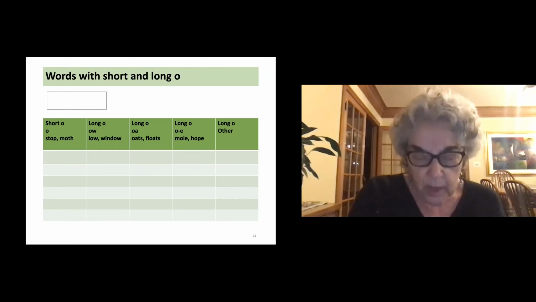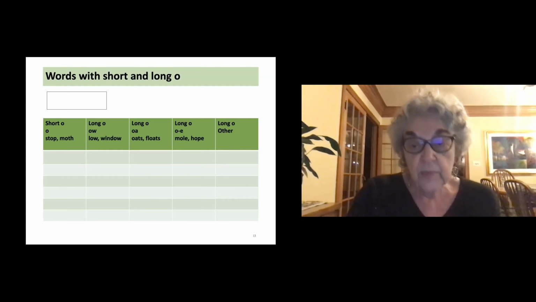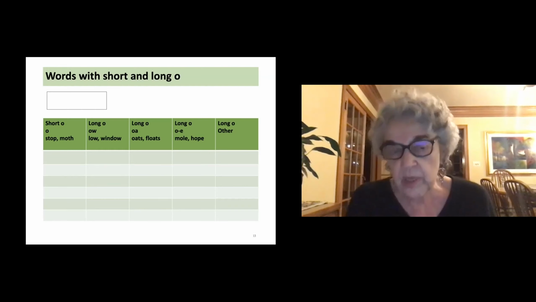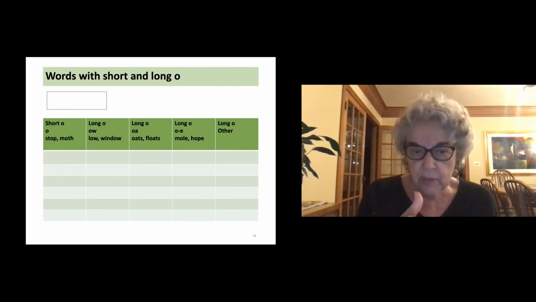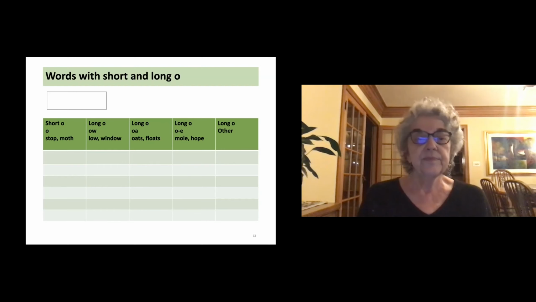Okay, so those are 3 ways that we make the sound O in words. O-W, O-A, O-E. But there are some other ones too that we will learn that don't happen very often. Most often it's O-W, O-A, or O final E.